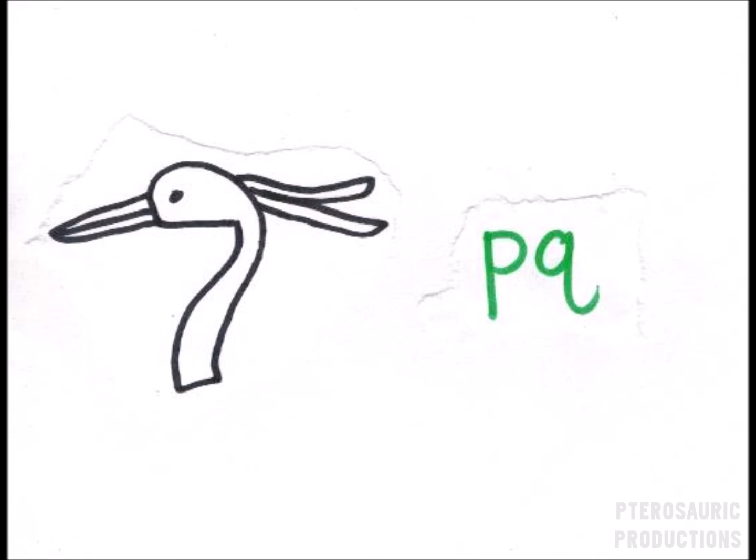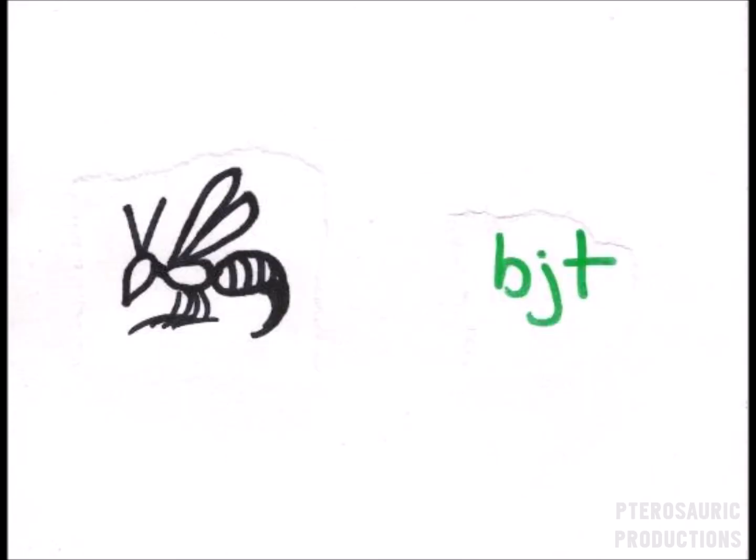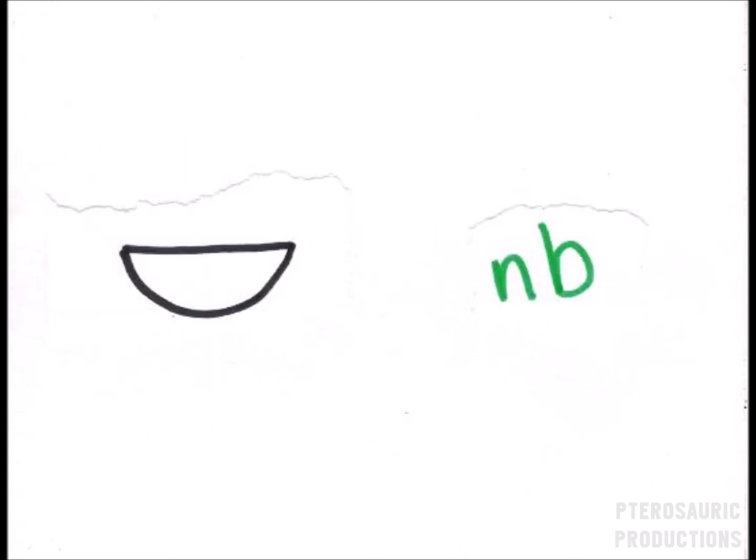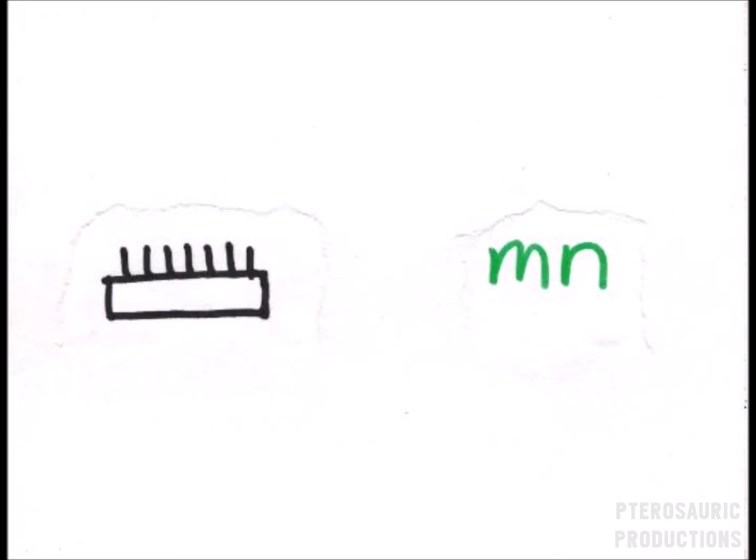And this is P-Q. And this is a bee. It can sometimes stand for honey as well, and sometimes for Lower Egypt in general. And it is spelled B-J-T. Next is a hoe, and this can mean beloved, and it is spelled M-R. Next is a basket without a handle, and sometimes this can mean everything, every, lord, or master as well, and it is spelled N-B.